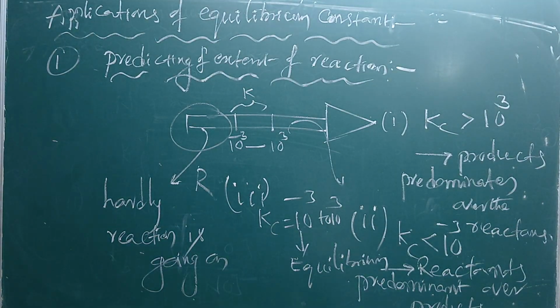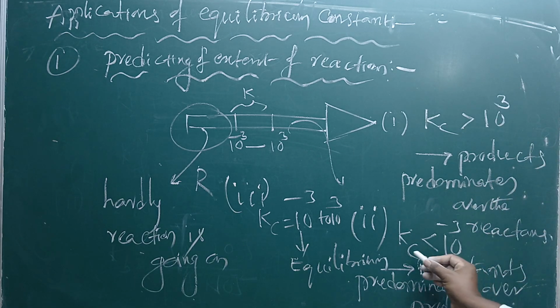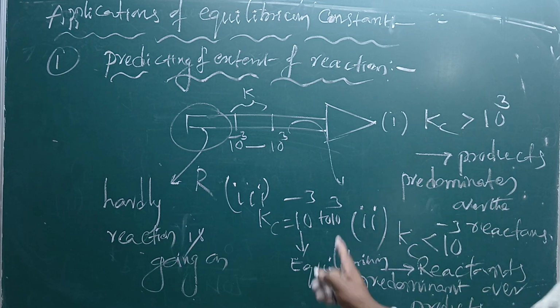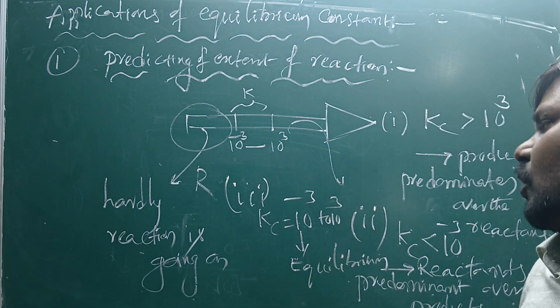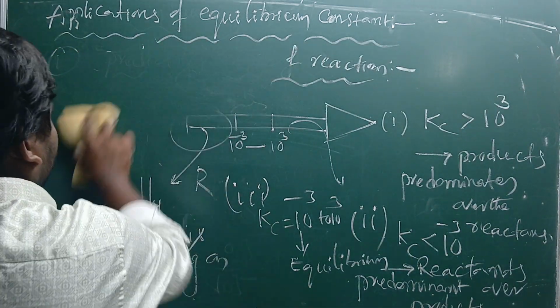Once again, listen carefully. The first one is predicting the extent of the reaction. The magnitude of the equilibrium constant gives an idea of the relative amounts of reactants and products. Kc greater than 10 to the power 3: products predominate over the reactant. Kc less than 10 to the power minus 3: reactants predominate over the product. If Kc is between 10 to the power of minus 3 to 10 to the power of 3, equilibrium position. Okay, this is the first application.